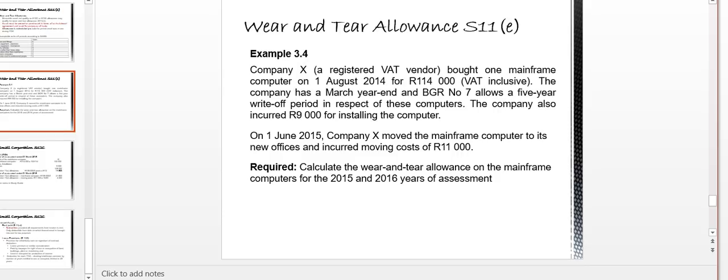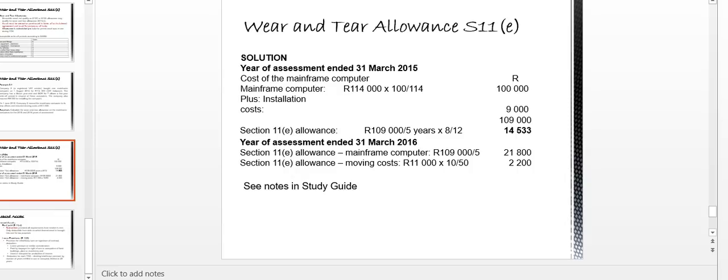You are required to calculate the wear and tear allowance on the mainframe computers for the 2015 and 2016 years of assessment. Okay, so if we look at the 2015 year of assessment ending on the 31st of March, we got this mainframe computer which we bought for 140,000 Rand, VAT inclusive. So we first need to take out the VAT amount. So we're going to say multiply by 100, divide by 140, gives you then 100,000 Rand cost of this mainframe computer, excluding VAT.